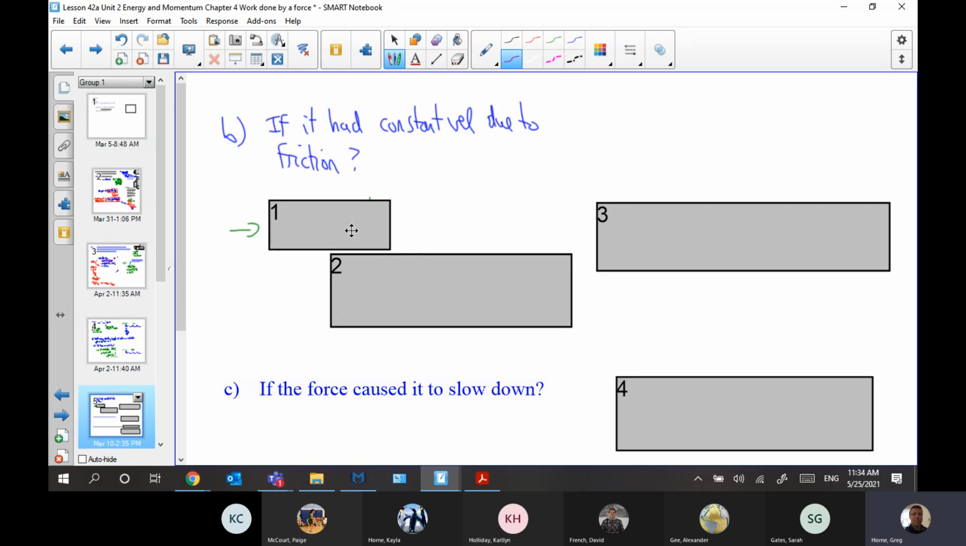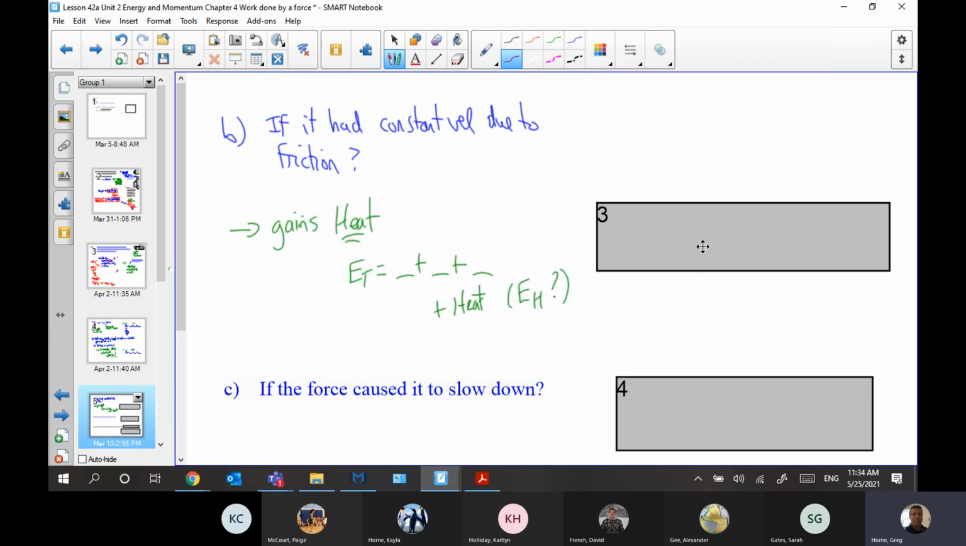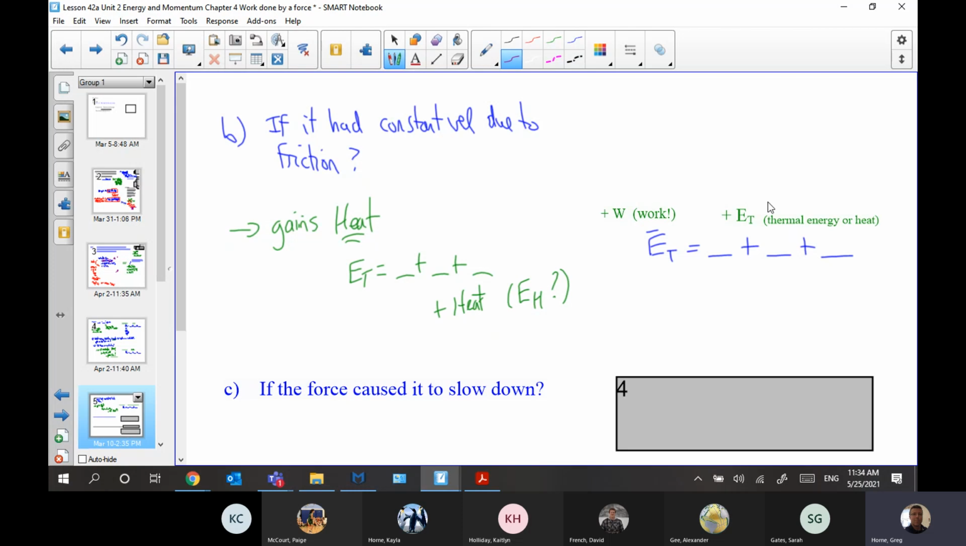If there was friction, specifically if we had constant velocity due to friction, we're not actually getting kinetic energy. Instead, we'd just be converting to thermal energy. So we'd have an ET or whatever you want to call it, right? A thermal energy in the equation.